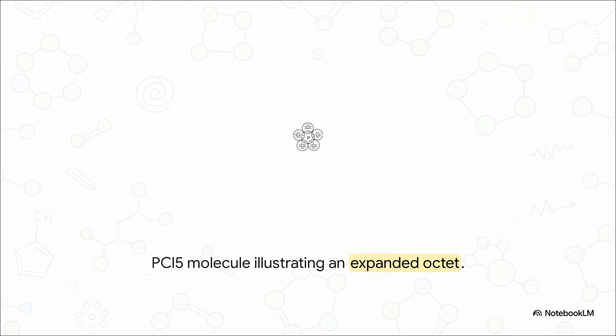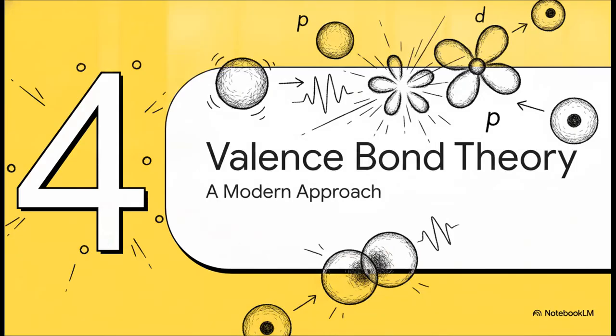And to explain this without totally trashing the octet rule, a chemist named Sugden proposed this idea of singlet linkages. It's a really cool theory that basically suggests some of these bonds are actually just weaker, single-electron bonds used specifically to maintain all that crowded stability. Which brings us to number 4.